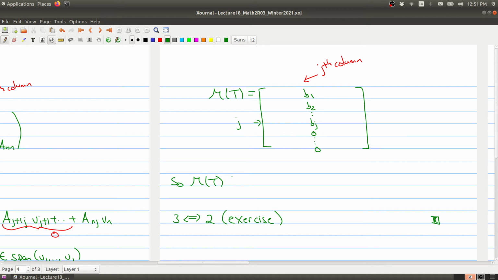So M(T) is upper triangular, since all entries below the diagonal are 0.